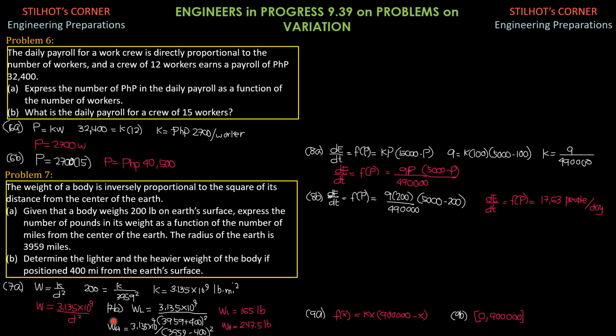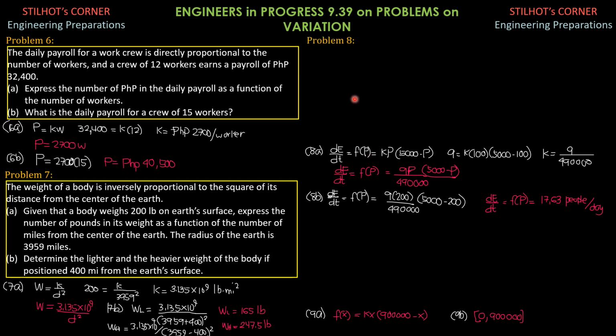So for 7B, the lighter weight is the one that is above the Earth's surface, so farther from the center of the Earth. So 3.135 times 10 to the 9, the constant, over distance radius plus 400 square. So the lighter weight of the body is 165 pounds, and the heavier weight is 3.135 times 10 to the 9 divided by quantity radius 3959 minus 400 squared, the one that is closer to the center of the Earth. So the heavier weight is 247.5 pounds.